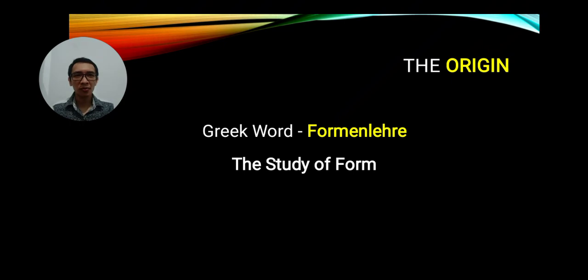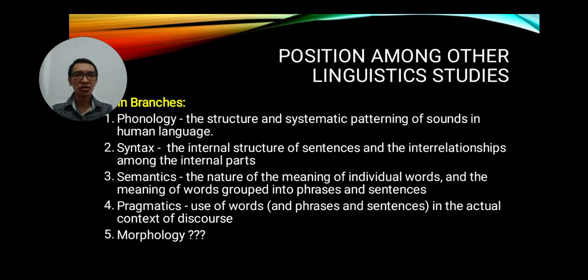To understand what morphology is, we can start from the origin of the word. The word morphology comes from a Greek word, which is equal to the German word Formenlehre, which means the study of form. Another way to understand morphology is to look at its position among other linguistic studies.